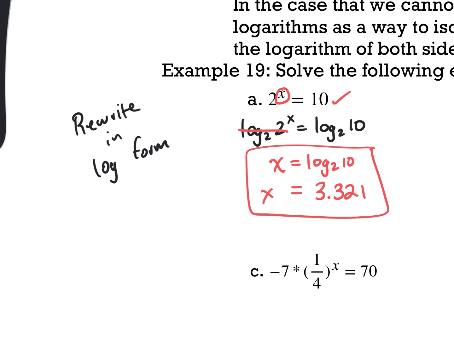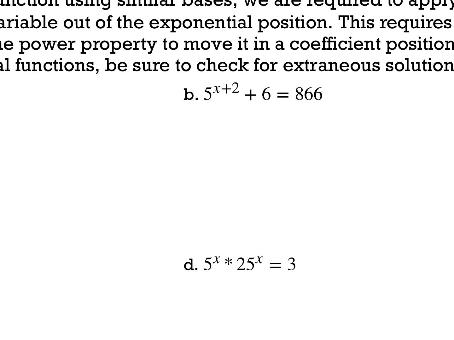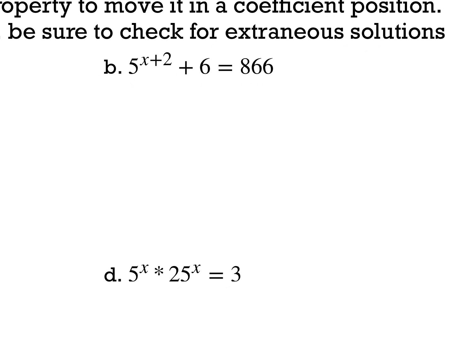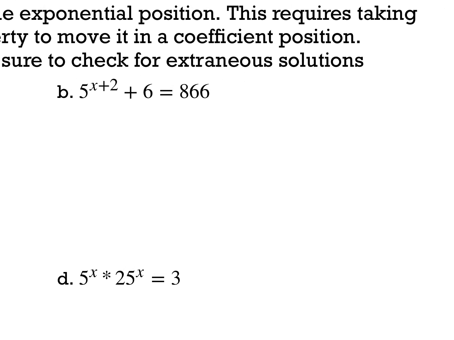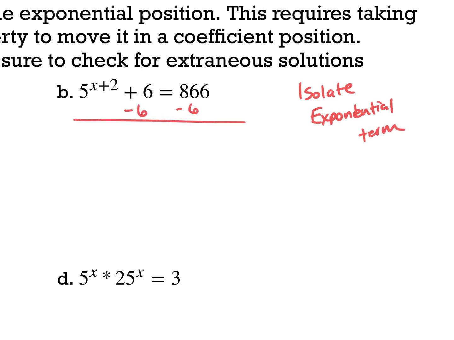So rewriting in log form or taking the log of both sides is certainly what we want to do on part A. If we slide over to part B, we have another equation here. This one's got a little bit more going on. So first, we are going to take an extra step to isolate the exponential term. What do I mean by that? Well, I'm going to subtract 6 from both sides, just like we would solving any other equation.